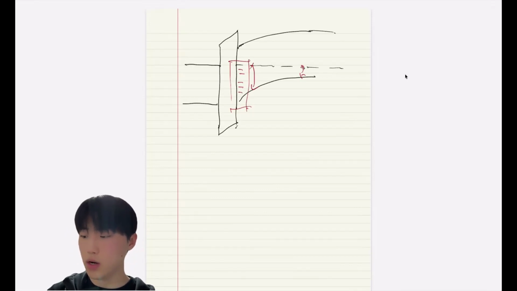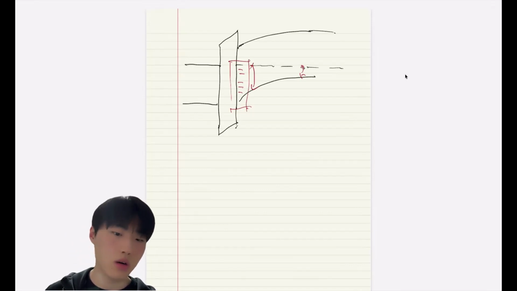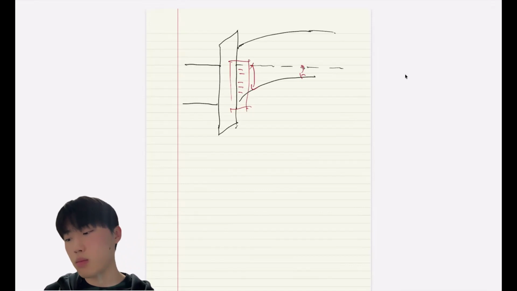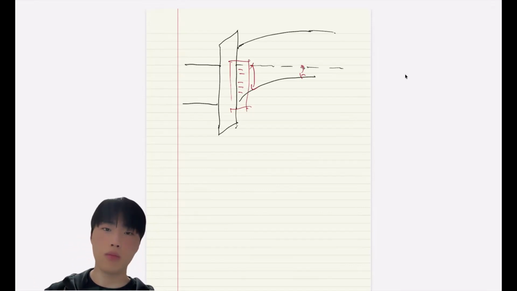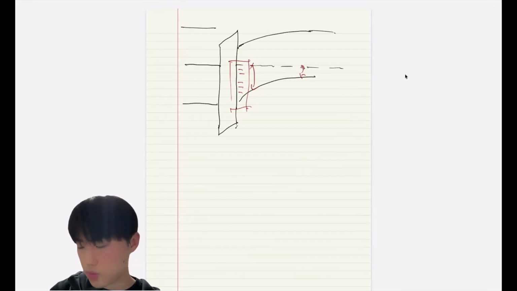But before we talk about this part, we have to know the flat band diagram. So the flat band diagram is the band diagram where we make the original energy band diagram flat. And this will be the vacuum level.